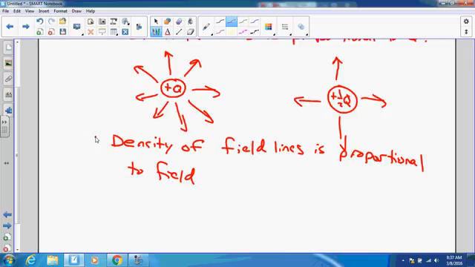Do field lines represent the electrical force? That's a great question. Do field lines represent the electrical force? Let me just continue to develop some things about the field, and I'll address that question. So the next thing to understand is that the field lines are not vectors.